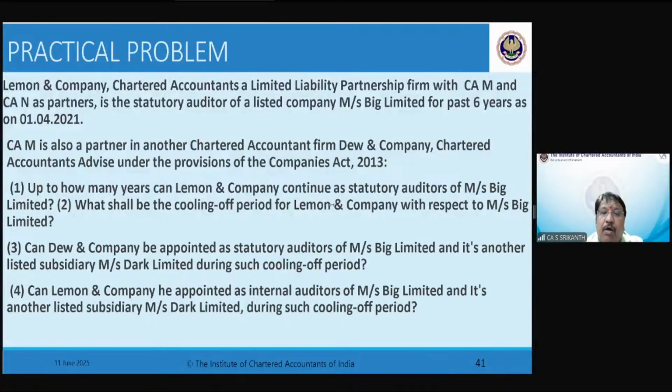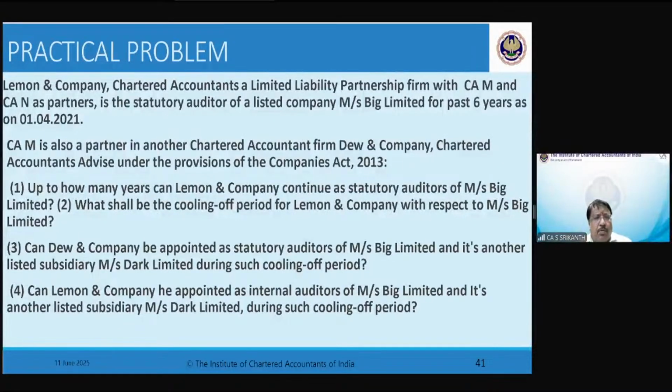You're only seeing Big Limited. How about Dark Limited? Nobody is answering for Dark Limited. Can Lemon and Company be appointed as internal auditors of Big Limited and Dark Limited?